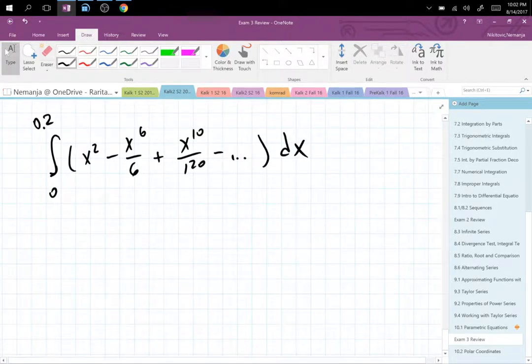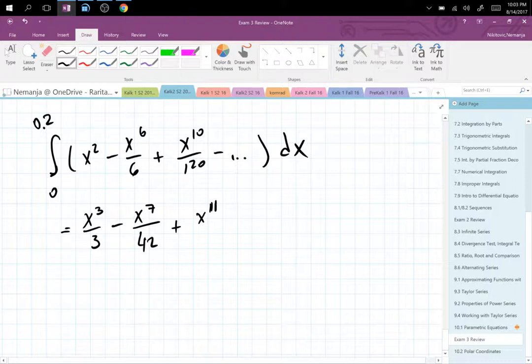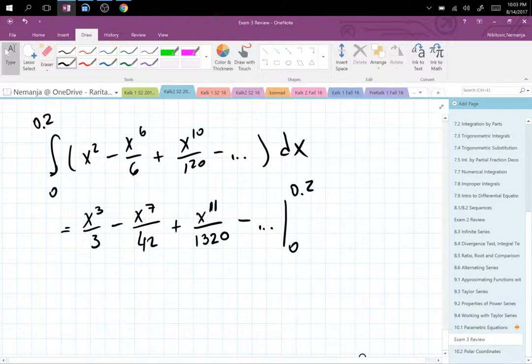So this is equal to x cubed over 3 minus x to the 7 over 7 times 6, which is 42, plus x to the 11 over 1320, minus dot dot dot, evaluated from 0 to 0.2. And now it's time to plug in 0.2 and you will get some number as the answer. You get some decimal at the end.